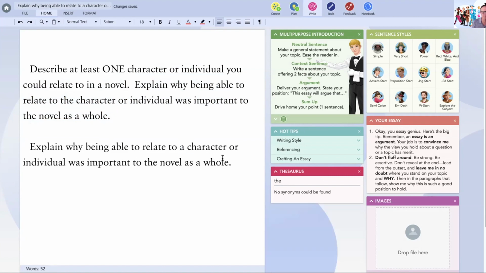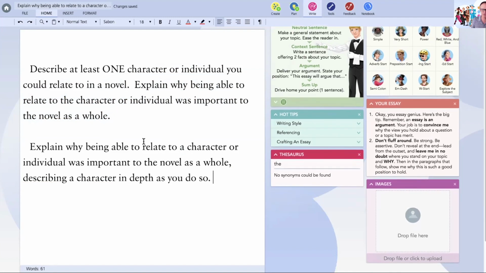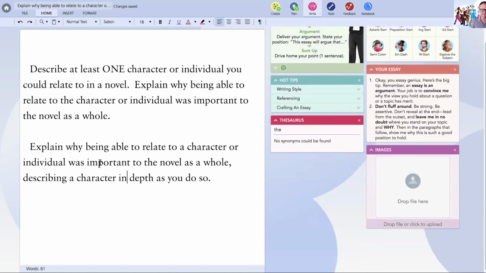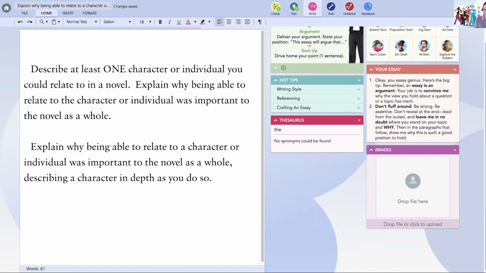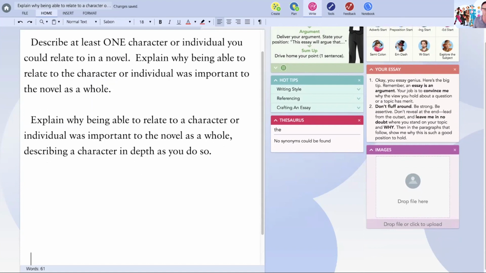Which is where we were before. Describing a character in depth as you do so. You have now made two sentences more concise. That's version 2. Well, let's keep going because you can make this better still.